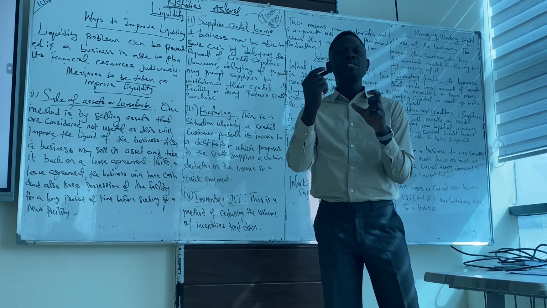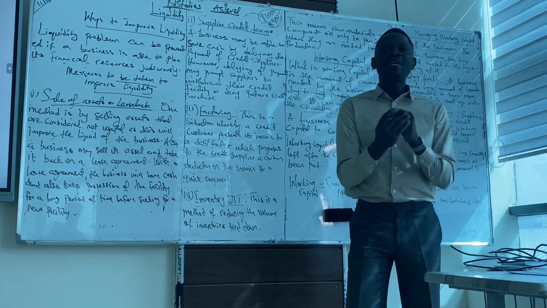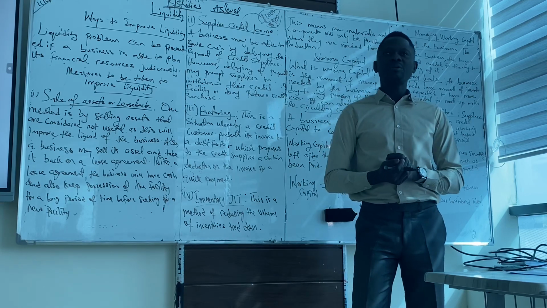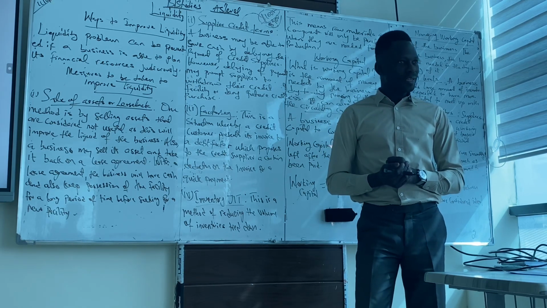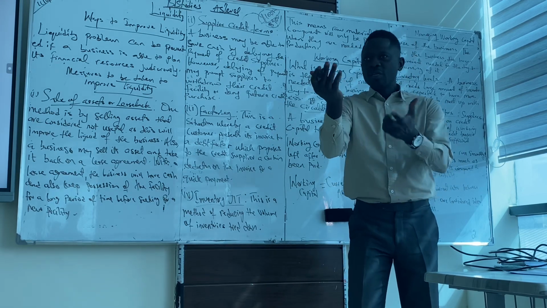It's an agreement to reduce the percentage on the invoice so that the credit supplier will be able to get that cash as soon as possible. Is it clear or not? Do you understand debt factoring here? You can do it, it's a business.